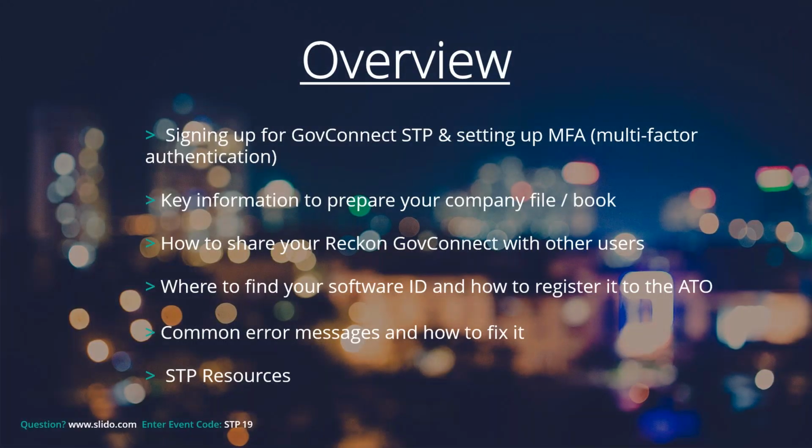So for today, we'll be looking at signing up for GovConnect STP and setting up your multi-factor authentication. We'll look at the key information to prepare in your company file or book, how to share your Reckon GovConnect with other users, where to find your software ID and how to register it to the ATO, and finally to consider some common error messages we've seen and how to fix them, and direct you to some STP resources on the web.